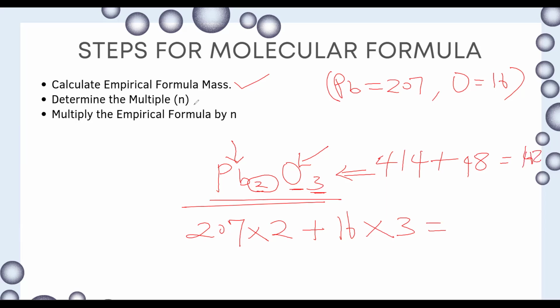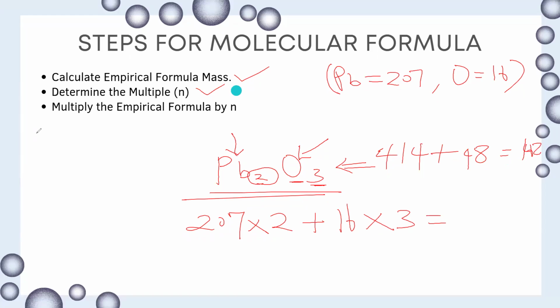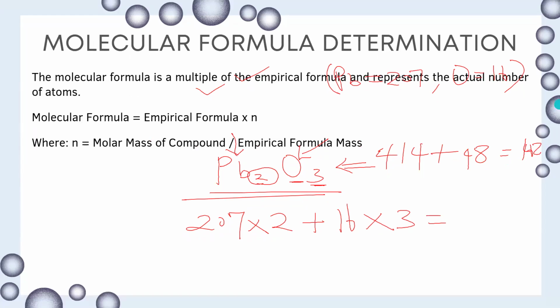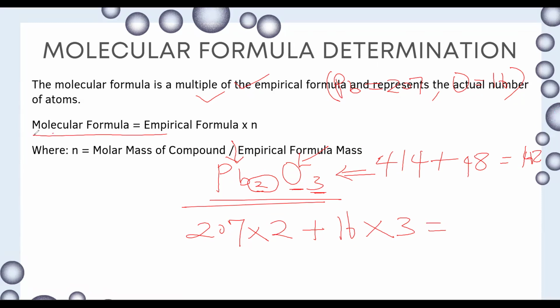Step number 2 says determine the multiple n. How do you determine the multiple n? Let's backtrack to the formula that I showed you: molecular formula is equal to empirical formula times n. So this n, you get it by saying the molar mass of the compound divided by the empirical formula mass. Don't worry, we'll solve one question now and we'll see how everything plays out.